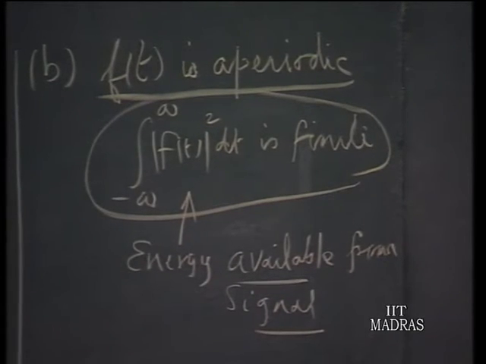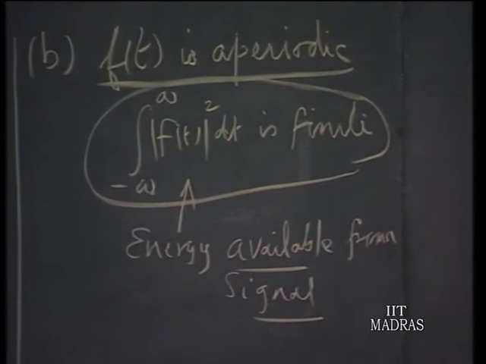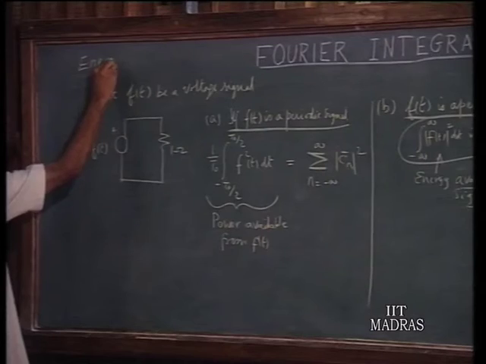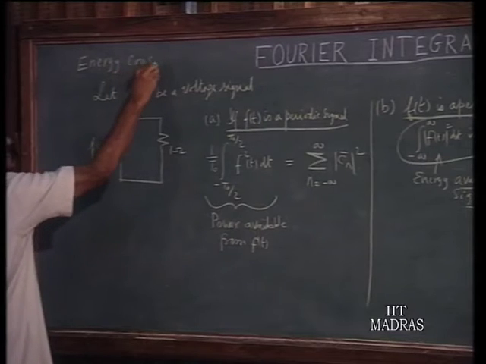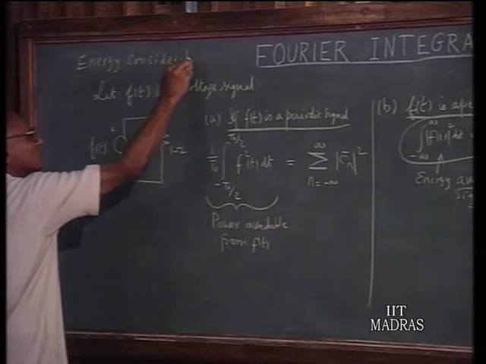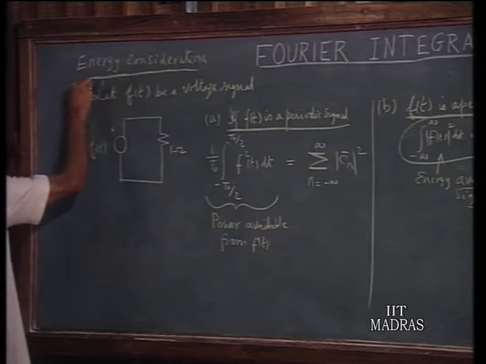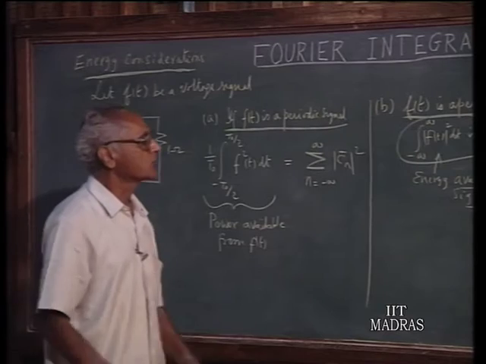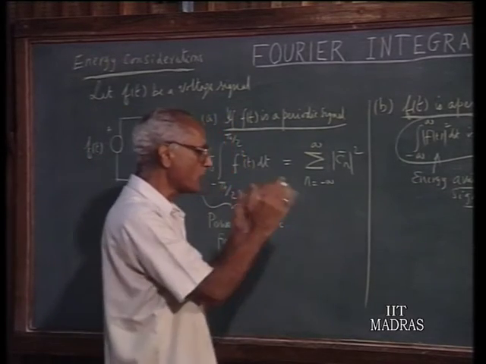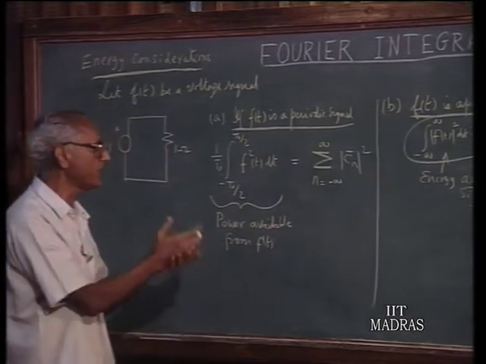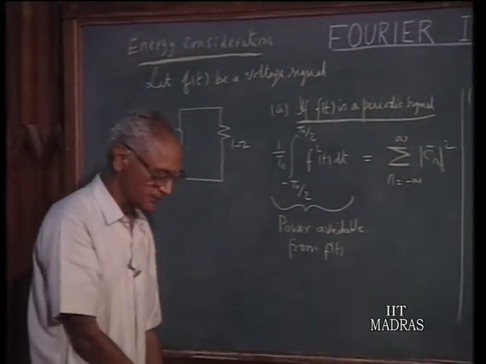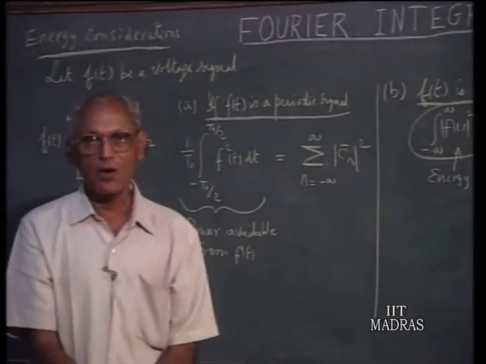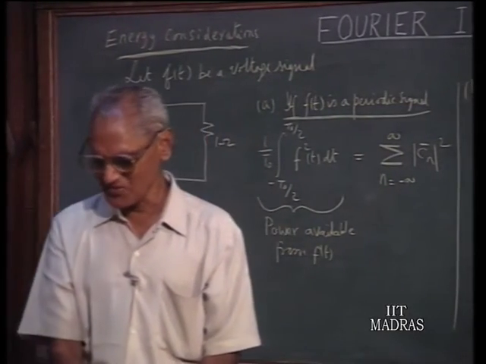So, when we talk about aperiodic signals, it would be more convenient for us to talk in terms of energy available from the signal. Therefore, we will have this particular heading for this topic, energy considerations. So, in the case of aperiodic signals, we talk about energy available from the signal, whereas for periodic signals, we talk about power available from the signal. So, we would like to see what is the energy available from the signal in terms of the Fourier transform.